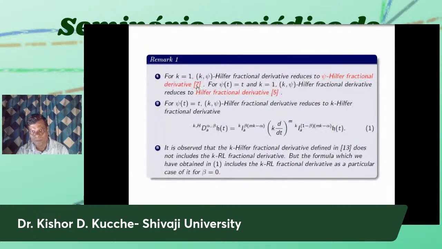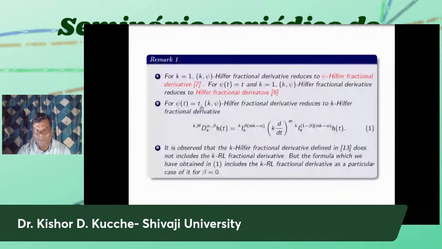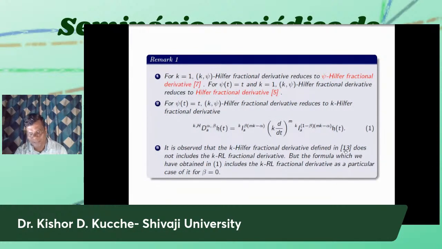Now, if you take k equal to 1 here, this k-psi Hilfer derivative converts to the psi-Hilfer derivative, which was introduced by Sousa and Oliveira. And for psi of t equal to t and k equal to 1, this derivative reduces to the Hilfer fractional derivative, which was introduced by Hilfer and studied in the paper of Furati. Now, when we put psi of t equal to t in this definition, it reduces to the k-Hilfer fractional derivative.